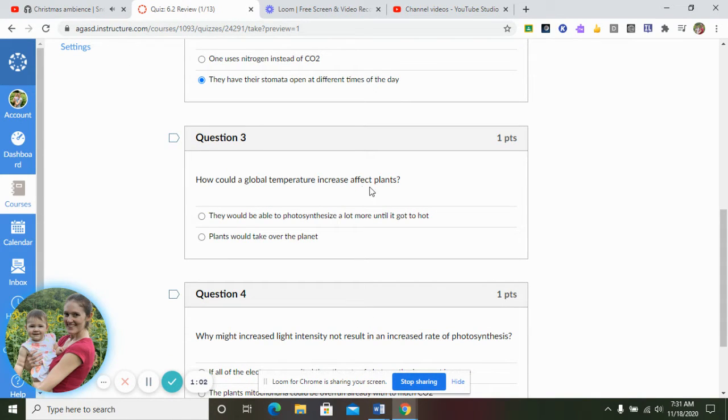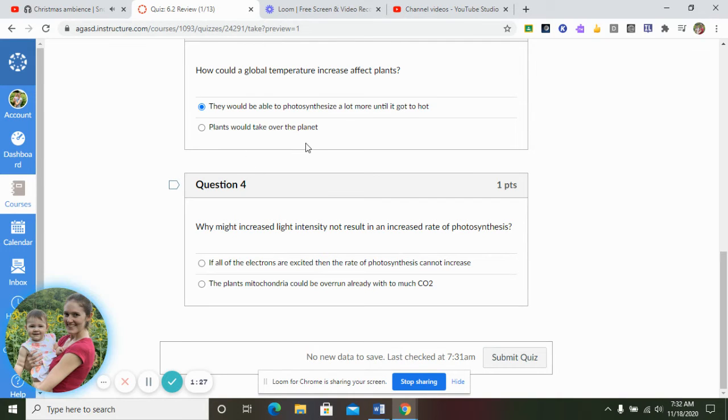How could a global temperature increase affect plants? Well, we know initially if it gets warmer, those plants are going to start photosynthesizing a lot more. And when it gets to be too hot, they're going to close their stomata because they're going to start losing water. So it's going to kind of plateau. It's going to reach a really high point, and then it's just going to stop altogether.